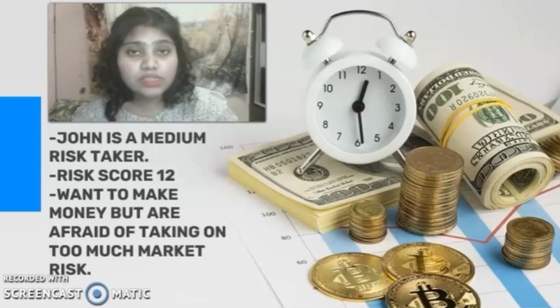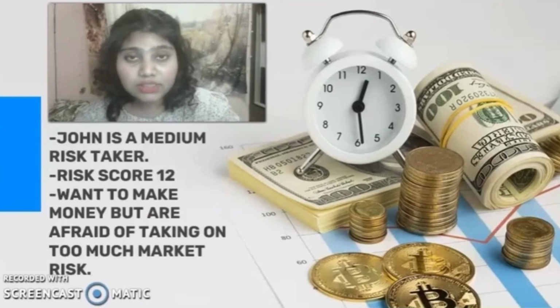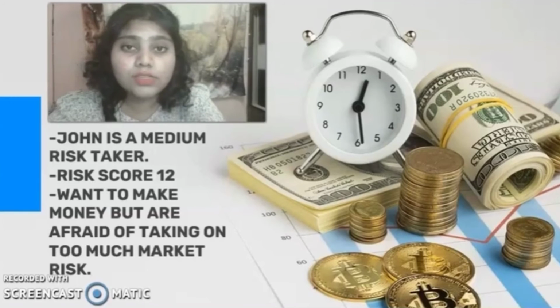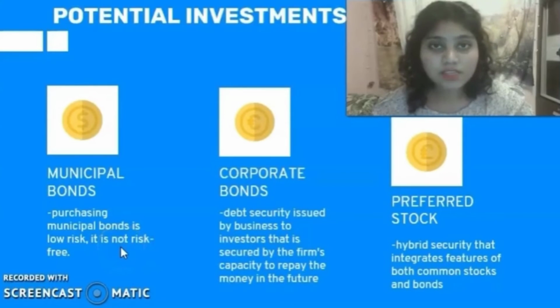So this shows that most of the investors fall under the modest mindset, which is wanting to make money but being afraid of taking market risk. Usually, medium-term investments are long-term investments where the return will be moderate, like 5 to 12%. So, as a medium-term investor, John could frequently diversify all his assets.